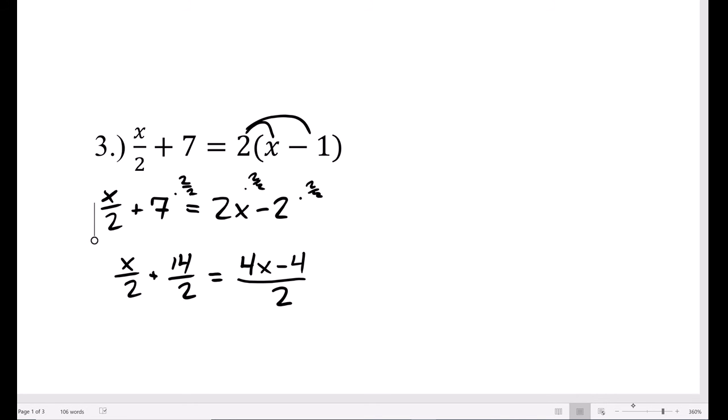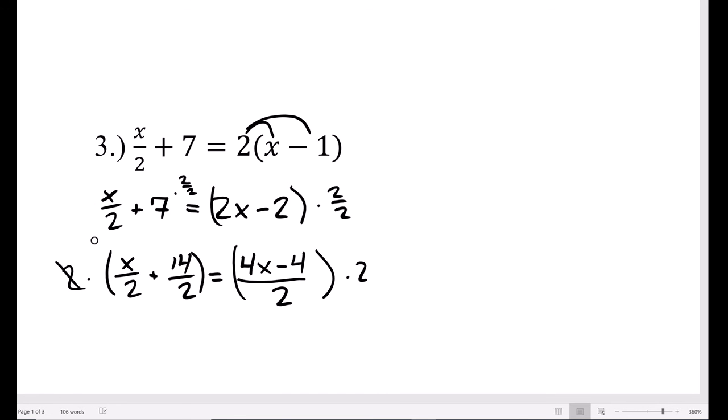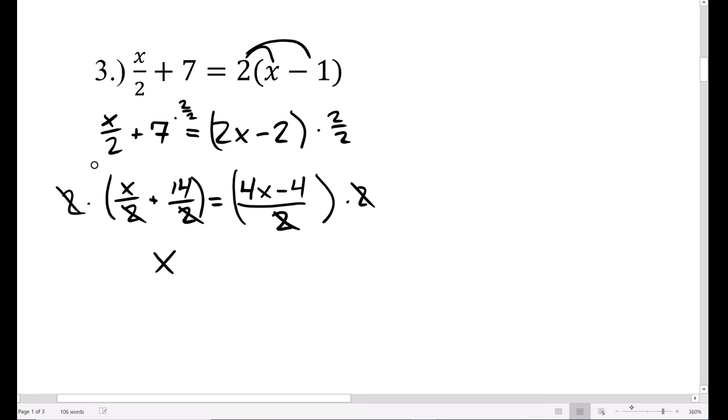Okay, so really, if I want to go back here, I can think of it as putting parentheses around this 2x minus 2 and multiplying that times 2 over 2. Whatever way you feel like doing is alright with me, just to simplify the process. Okay, so at this point, everything's all over 2, so I multiply both sides by 2. And what that does is cancel out all those denominators and leaves us with a much nicer equation to solve. x plus 14 equals 4x minus 4.